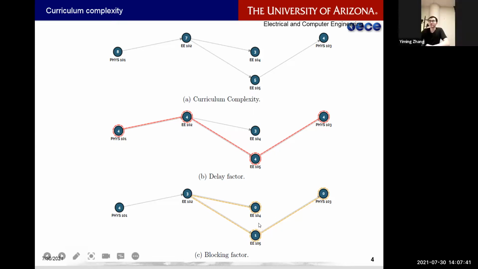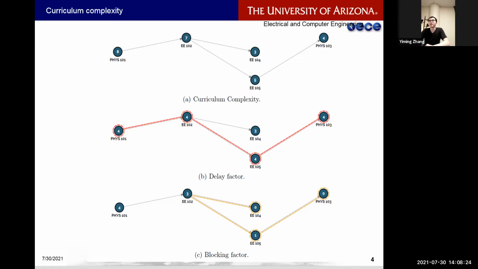For example, for this node E105, there's only one node that gets blocked by this node here. That's why we have a 1 here. And by the end of the chain, there are no nodes that get blocked. So that's why we put zeros here. After we figure out the delay factor and the blocking factor for all the nodes, we sum them together. Then we can get the complexity of all the nodes, like it's shown here. And after we figure out the complexity for all the nodes, we sum them together to get the complexity for the curriculum. And by using our curriculum analytics toolbox, the whole process can be done automatically.